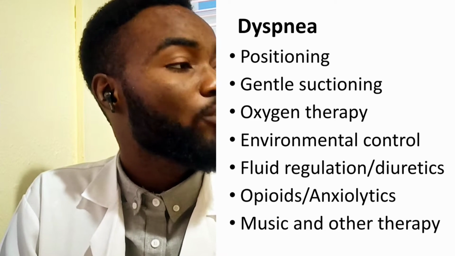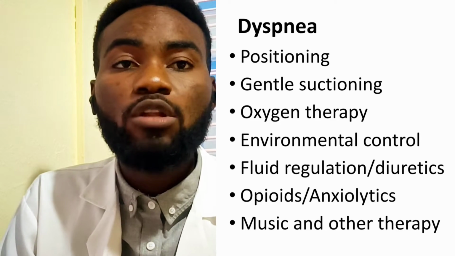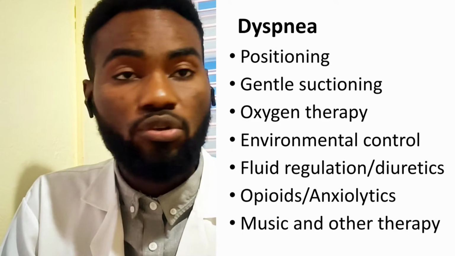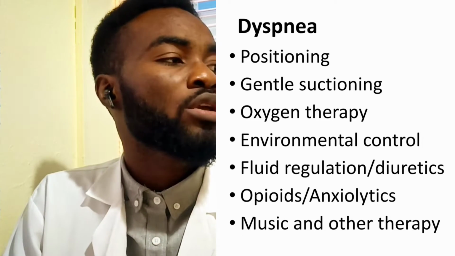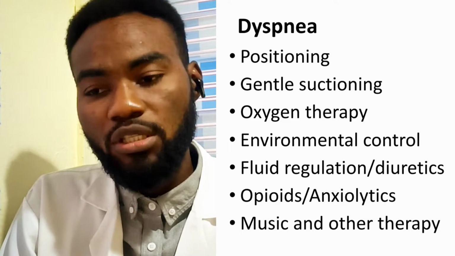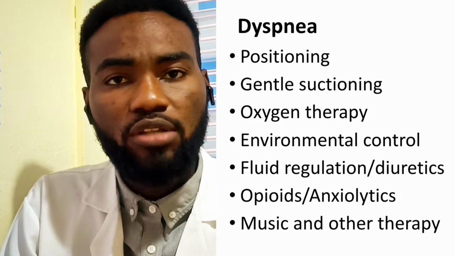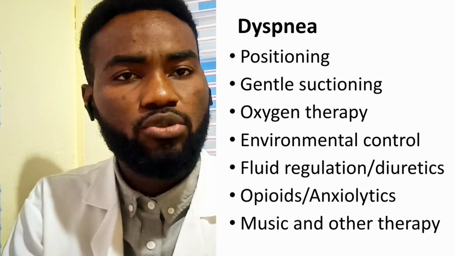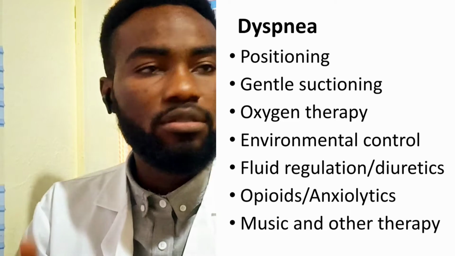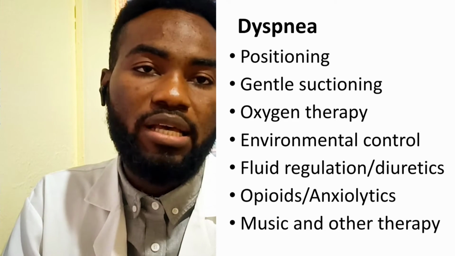Now, of course, you want to regulate fluids. Fluid overload will cause congestion in the lungs and will reduce the ventilation-perfusion ratio, and the patient will be dyspneic. We've also found that opioids and anxiolytics will help the patient. This patient might be emotionally distressed, so opioids and anxiolytic medications reduce the anxiety.